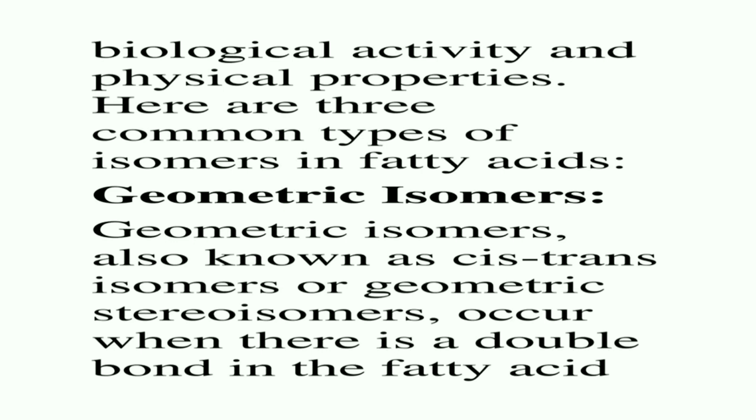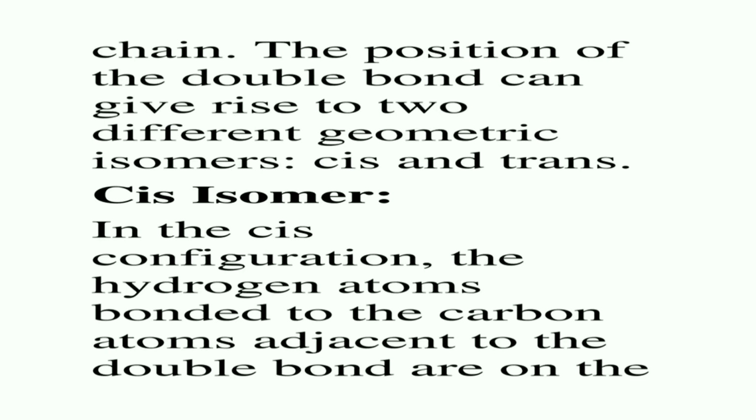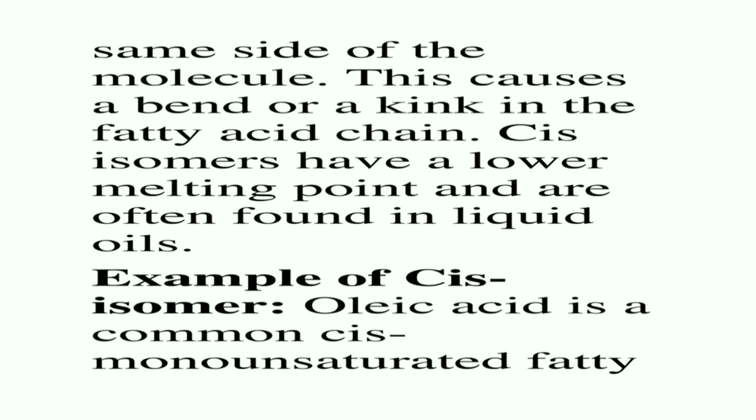Geometric isomers. Geometric isomers, also known as cis-trans isomers or geometric stereoisomers, occur when there is a double bond in the fatty acid chain. The position of the double bond can give rise to 2 different geometric isomers, cis and trans. Cis isomer. In the cis configuration, the hydrogen atoms bonded to the carbon atoms adjacent to the double bond are on the same side of the molecule. This causes a bend or a kink in the fatty acid chain.